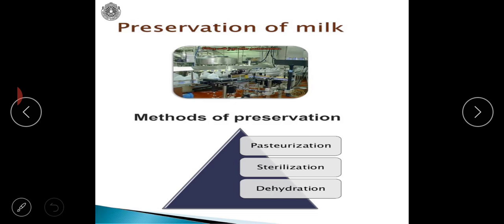Coming to the preservation of milk, in this slide you will observe the section where the milk is being preserved, and the following methods of preservation are followed. They are pasteurization, sterilization, and dehydration.